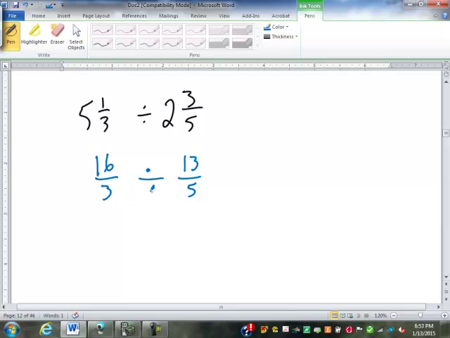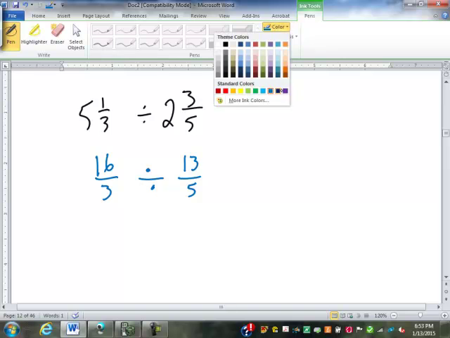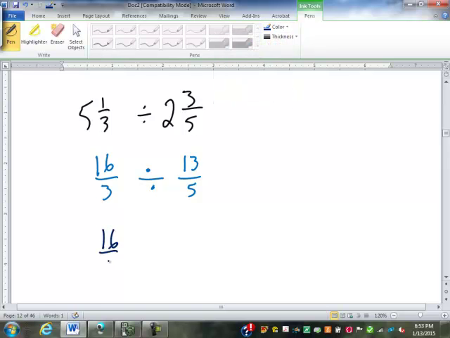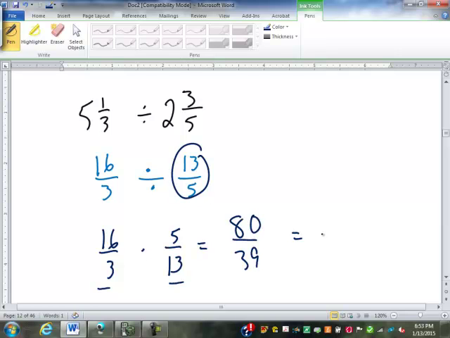Is this multiplication now? No. Still division. What do we have to do to make a multiplication? Take the reciprocal. This becomes 5/13. So now 16 times 5 is 80. 3 times 13 is 39. That is 2 2/39. What do you think? Good stuff? Okay.